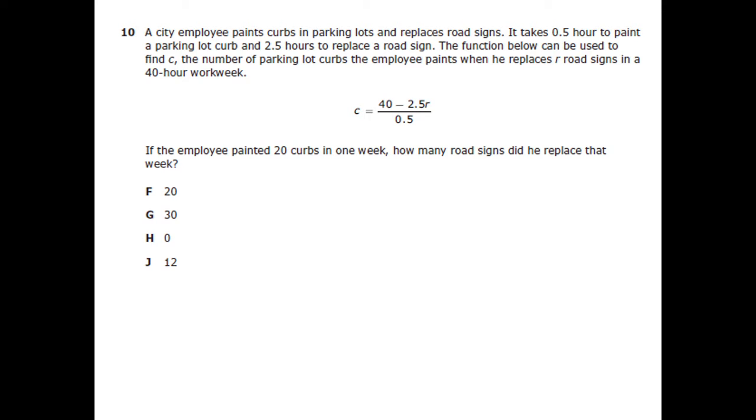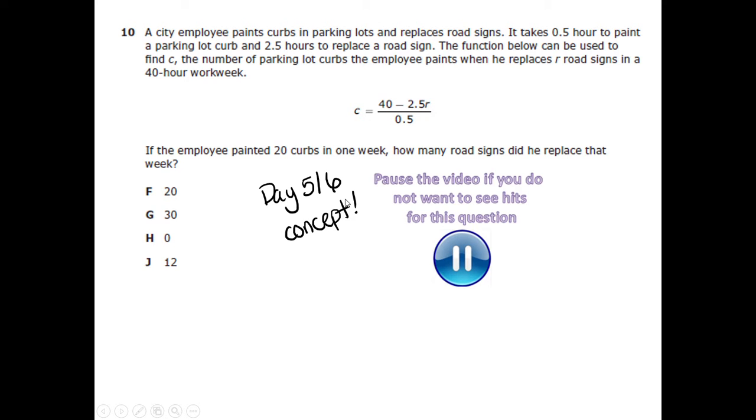Okay, number 10. Number 10, we have not exactly had a question like this, but I'm going to give you a hint, and then it won't be too hard. And this is coming from concepts from day 5 and day 6.